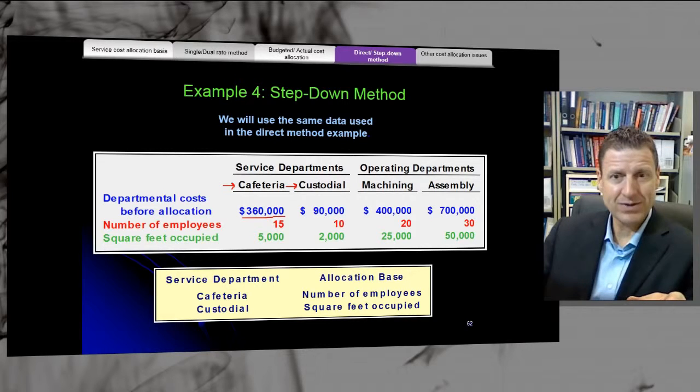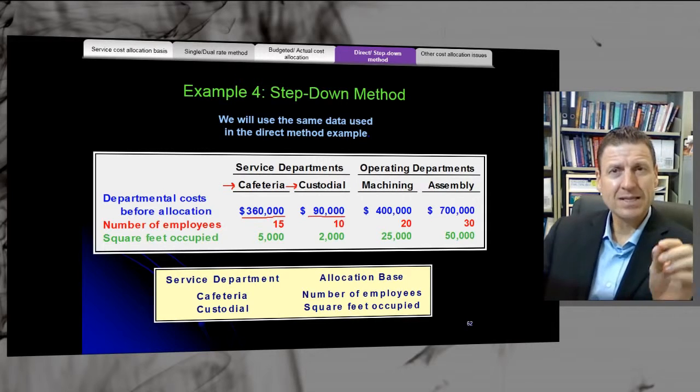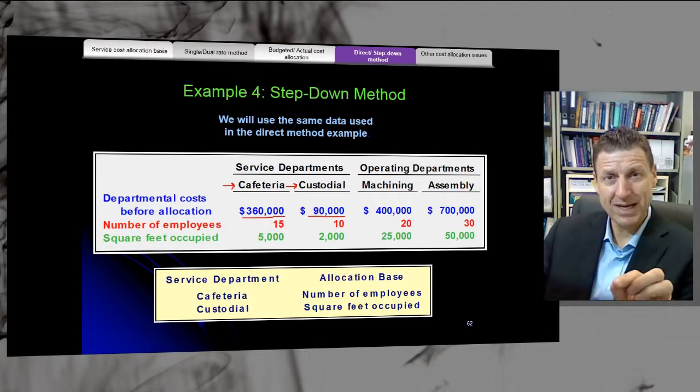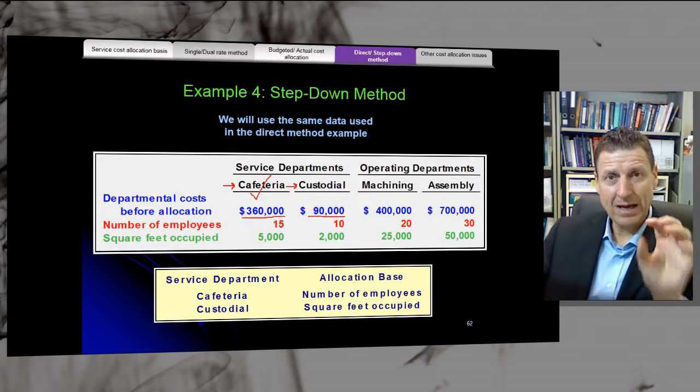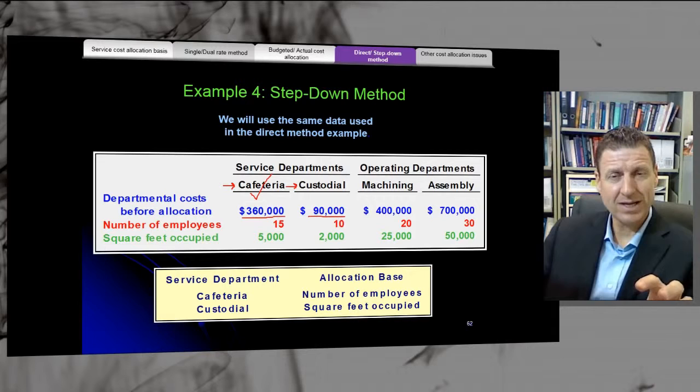$360,000 for the cafeteria. Custodial is only $90,000. So on the basis of economics, that is the economic benefits that one department gives the other, we would use that as a basis to start with cafeteria first. Then we will go to custodial second. All right, so now we've agreed that we'll work with cafeteria. Why? Because it's the economics. 360,000 versus 90,000 dictates that we should allocate this to custodial, machining and assembly.